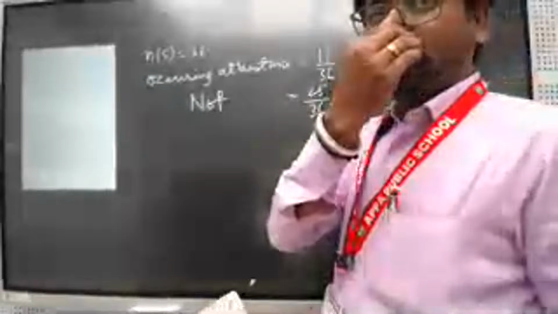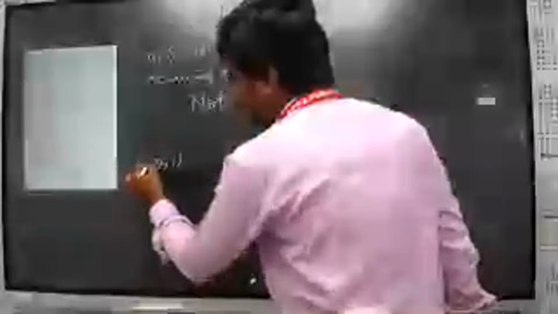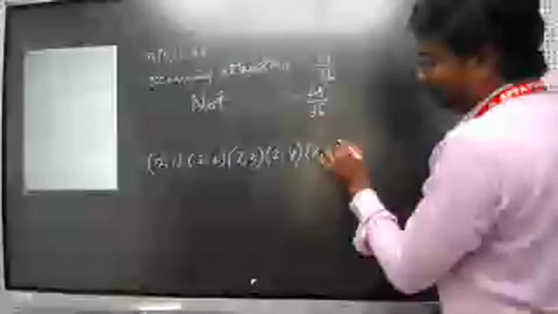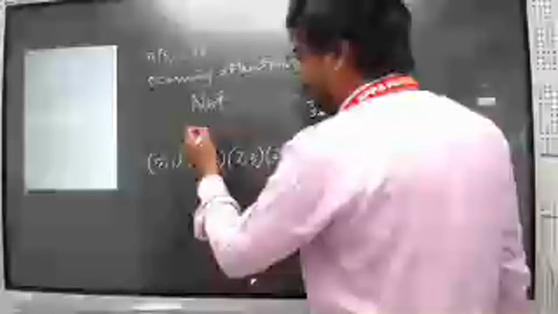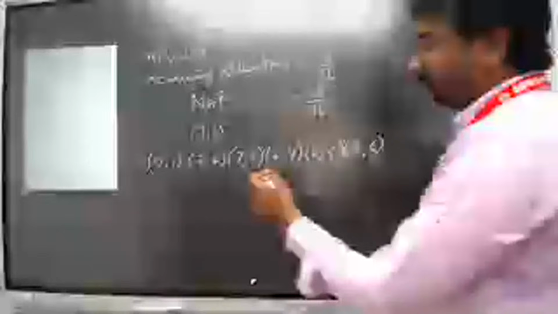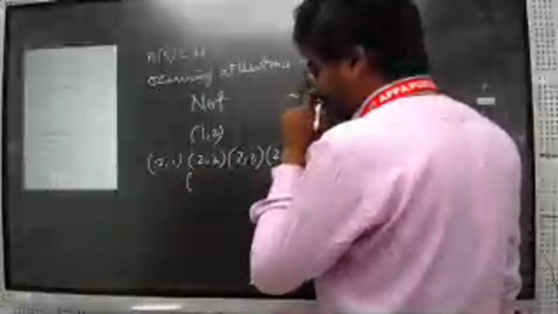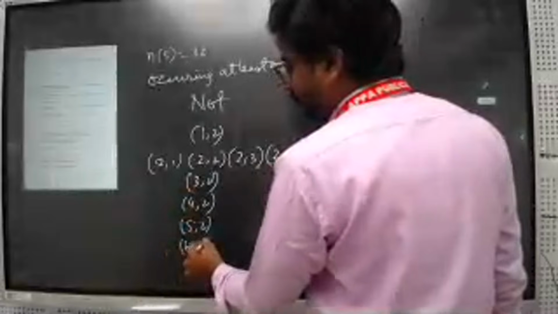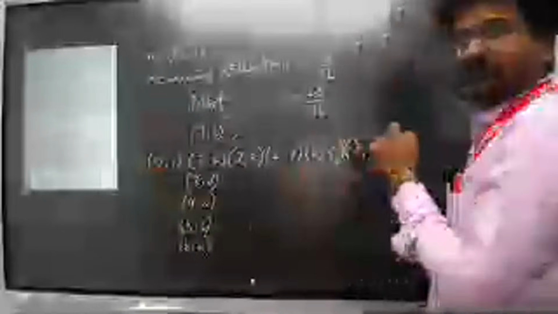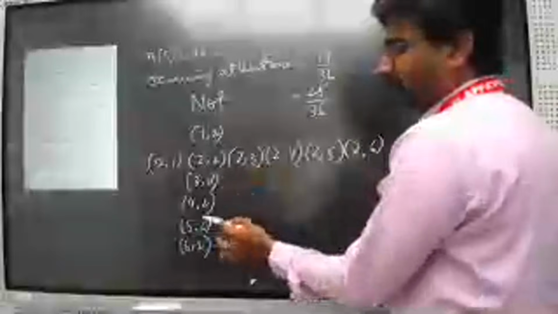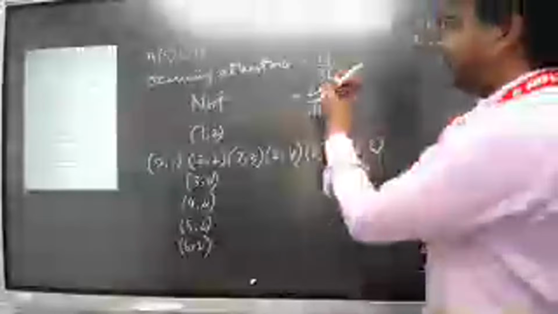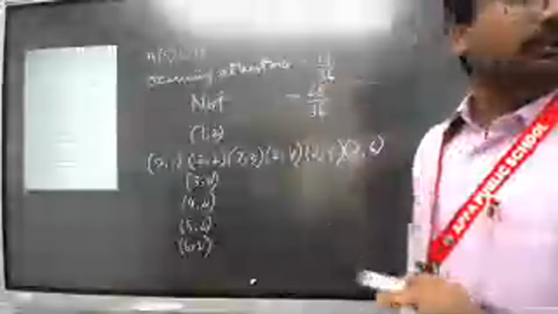Okay. How, sir? Give an example. Think that 2 should occur at least once. All the pairs with 2: first is 2 1, 2 2, 2 3, 2 4, 2 5, 2 6. Then 1 2, 3 2, 4 2, 5 2, 6 2. Now count. Horizontally there are 6, then 7, 8, 9, 10, 11. For any number, it will be 11 by 36, and the other answer, not occurring, will be 25 by 36.